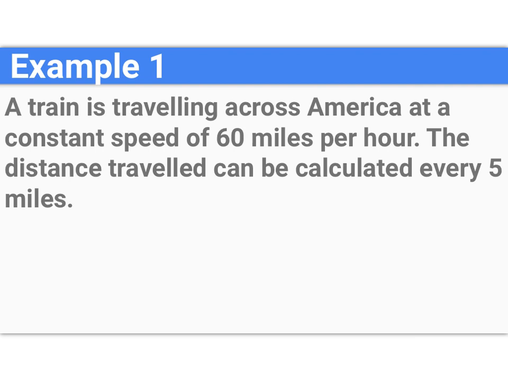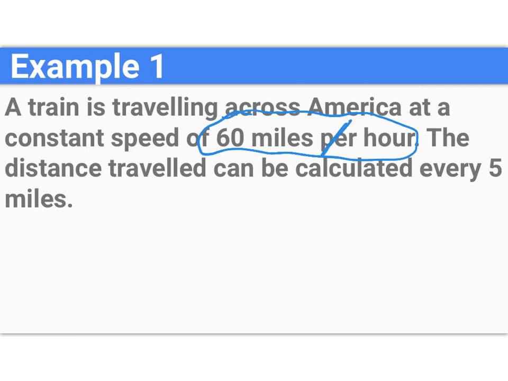A train is traveling across America at a constant speed of 60 miles per hour. The distance traveled can be calculated every 5 miles. So this question is not really asking us to do anything. So all we're going to do here is write the function, write the equation. So here's the key word. The 5 miles is not really significant because we don't have a question.